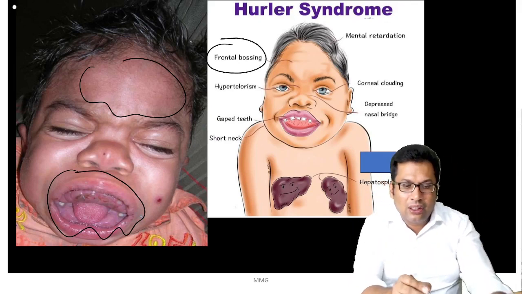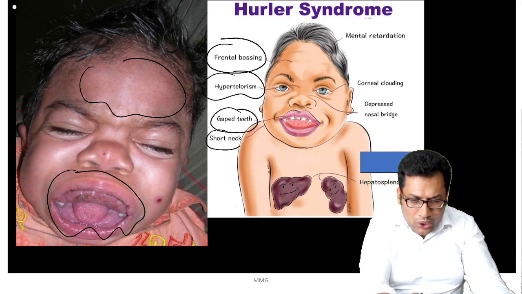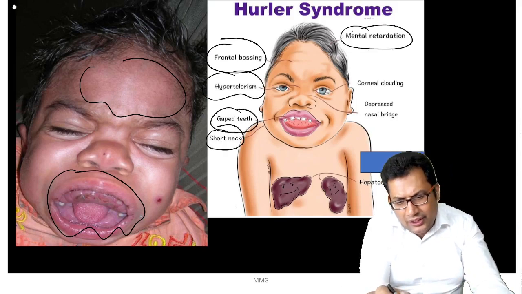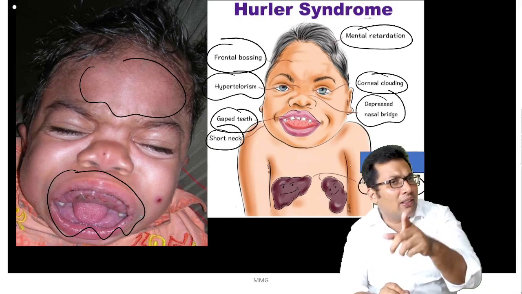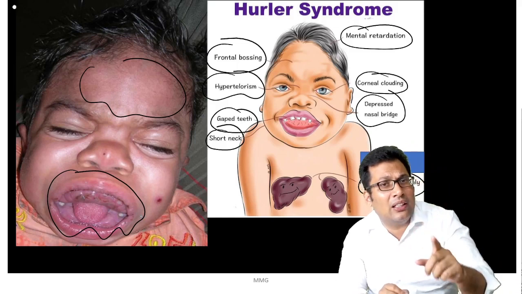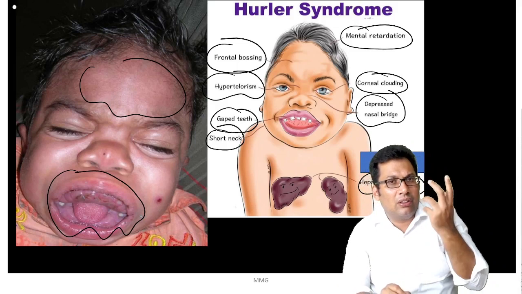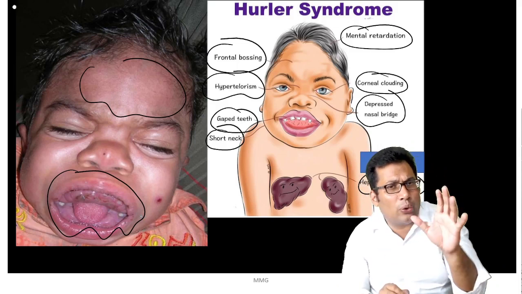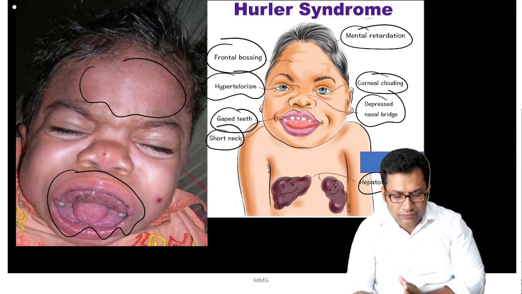Frontal bossing, hypertelorism, gaped teeth, short neck, mental retardation, cornea clouding, depressed nasal bridge, hepatosplenomegaly. In Hunter syndrome, there is no corneal clouding. Hunter eye should be very good. So cornea clouding is absent in Hunter syndrome, present in Hurler syndrome.